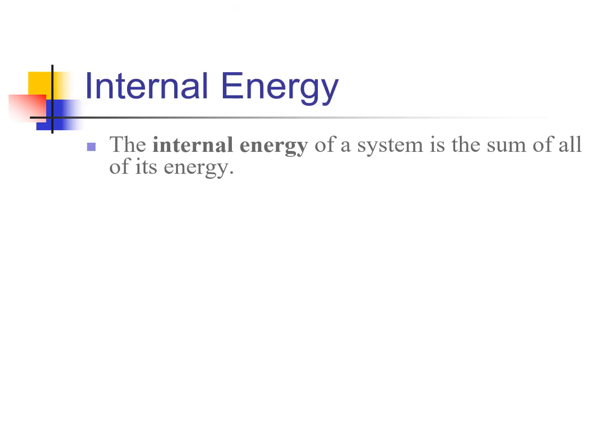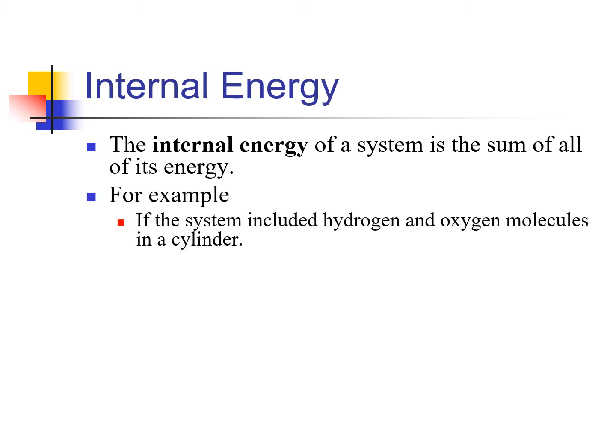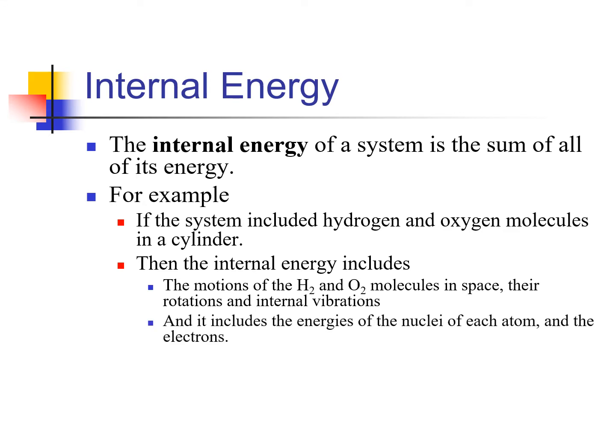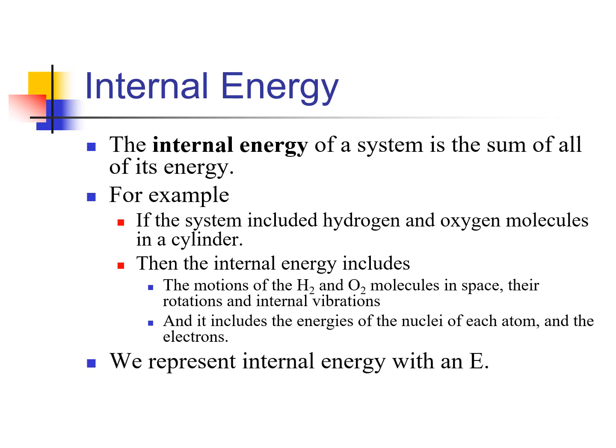To do this, we're going to talk internal energy. The internal energy is just the sum of all the energy of a system. For example, let's say our system included hydrogen and oxygen gas molecules in a cylinder. The internal energy could include the kinetic energy of the motion of the hydrogen and oxygen molecules in space. It could involve the rotational energy, the vibrational energy as it's vibrating, the nuclear energy in the nucleus, and the energy of the electrons. There are lots of different types of internal energy, which we'll represent with a capital E.